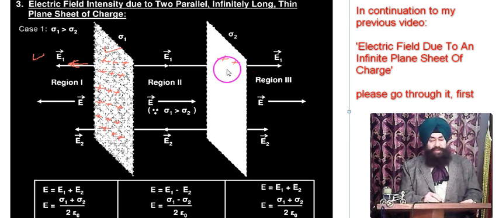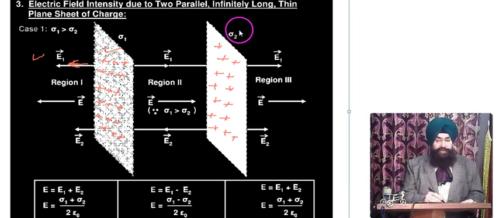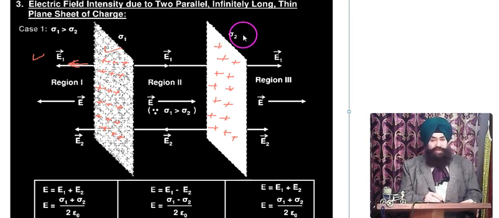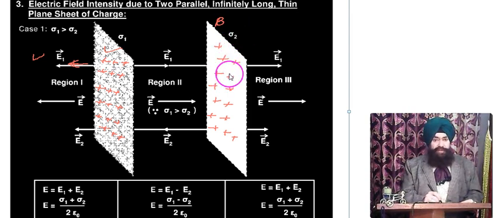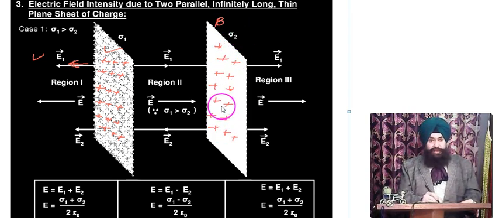Now this sheet is also positive. Over this sheet, again there is a positive charge distribution, determined by sigma 2, the surface charge density for sheet B. Sigma 2 is the surface charge density over the sheet B. Now if you put a unit positive charge here, because of this sheet, it will be repelled along this side. So this will be the direction of E2.